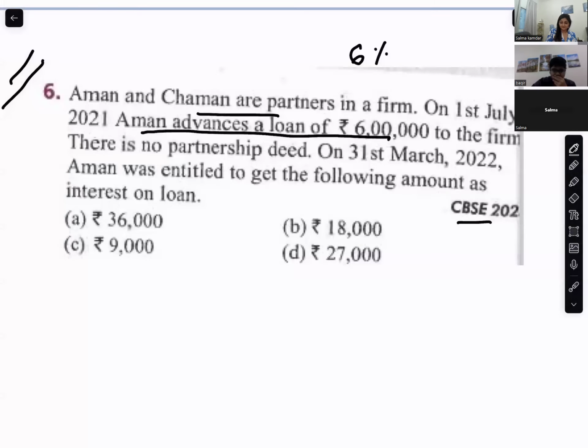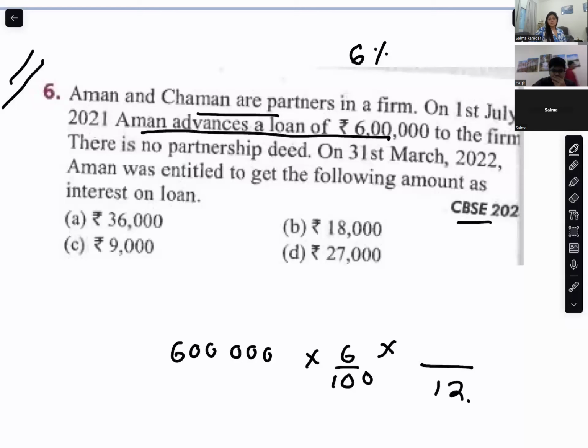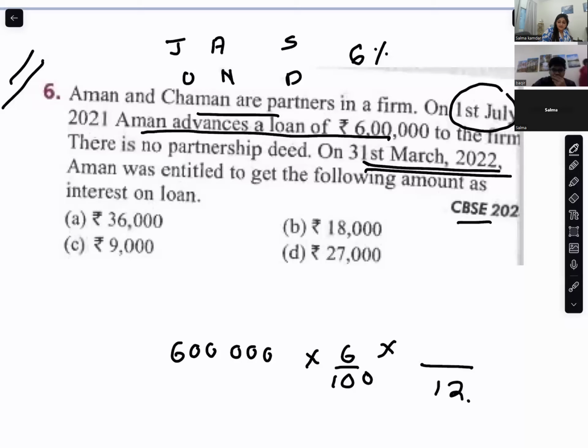It is 6%. So 600,000 into 6%. Now let's talk about the months upon 12. When I am talking about the month, this is 1st July. Year is ending on 31st of March. This will be July, August, September, October, November, December, Jan, Feb, March. So 9 months.